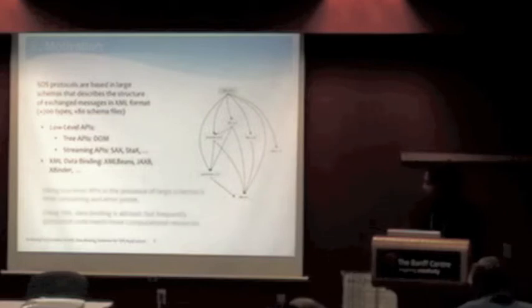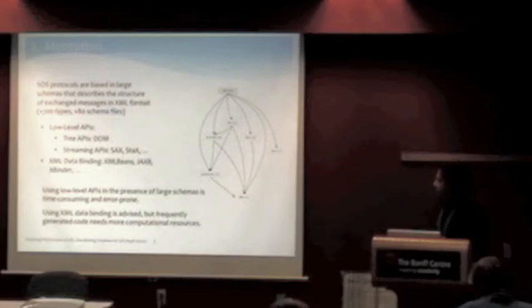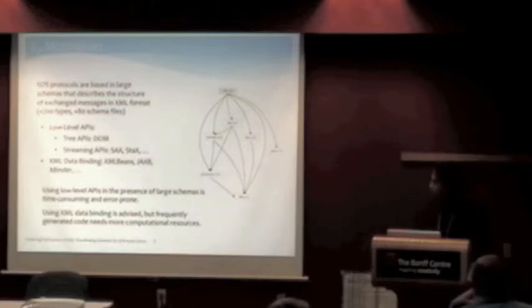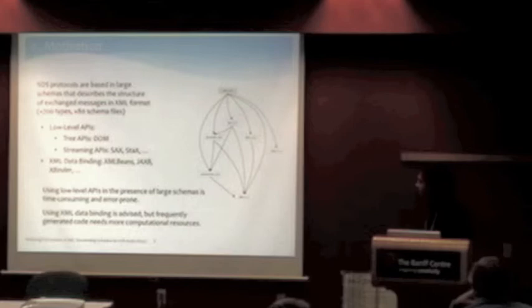If we use a low-level API, we have a problem, especially if we are dealing with very large schemas. We have to write a large amount of code that is potentially error-prone, because you have to do all the conversions by hand. You have to be careful with all the nesting of the elements and levels, etc. It's a very complicated task. I have done it myself, so I don't recommend it to anybody.